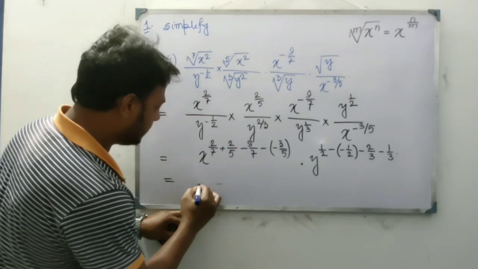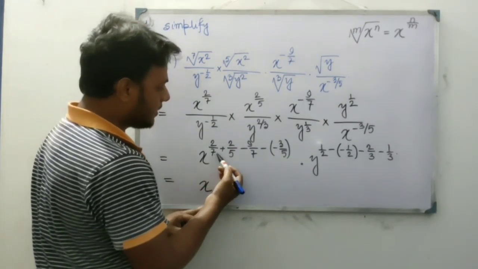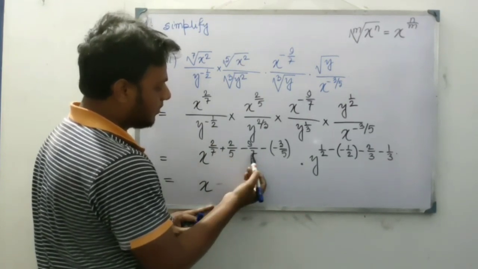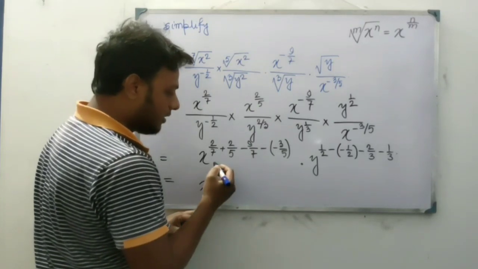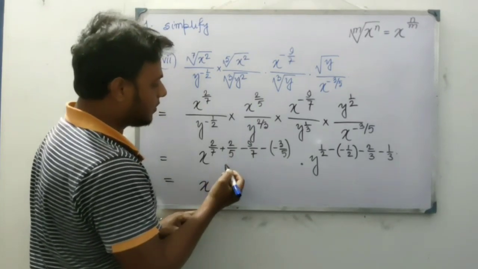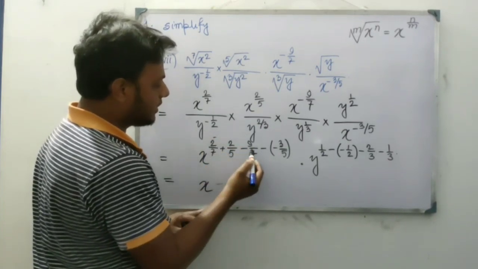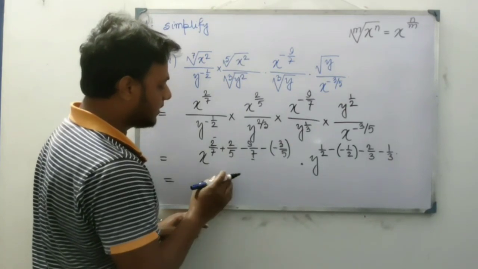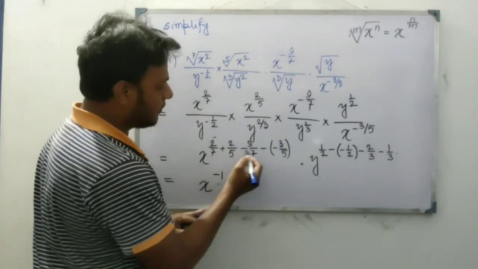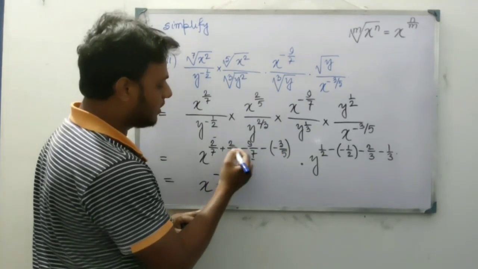X to the power, okay, I am simplifying from the first two. 2 by 7 minus 9 by 7, you can directly use the LCM, but I am solving here in a different way. 2 by 7 minus 9 by 7 means minus 7 by 7, which means minus 1, and here 2 by 5 plus 3 by 5, that means 5 by 5, that means plus 1, so it will come 0.